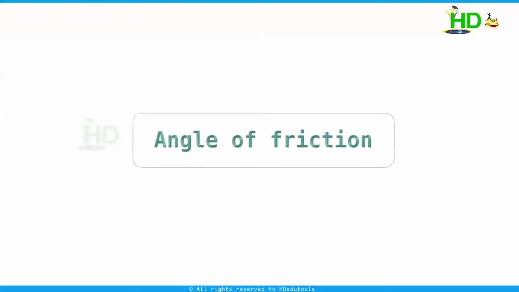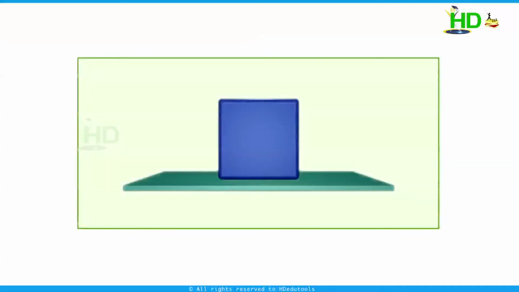Angle of friction. Suppose we consider an object of mass m on a horizontal surface. The weight of the body, mg, is acting vertically down. The normal reaction is acting vertically up, as we are seeing in the figure. If the applied force is acting along this direction, we know that the frictional force is acting along this direction.